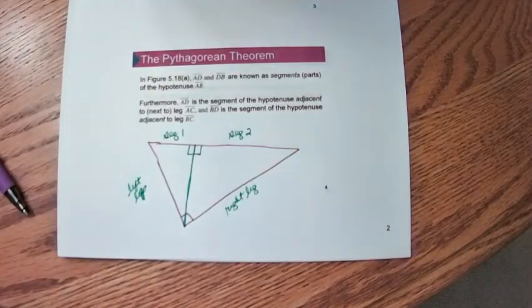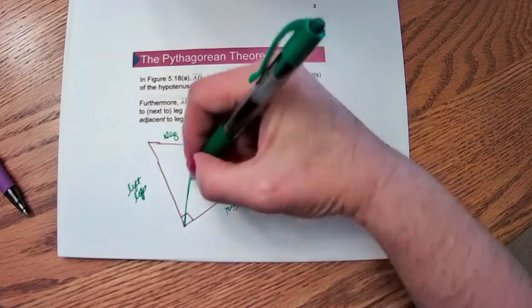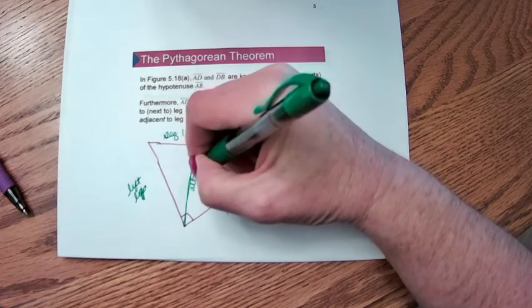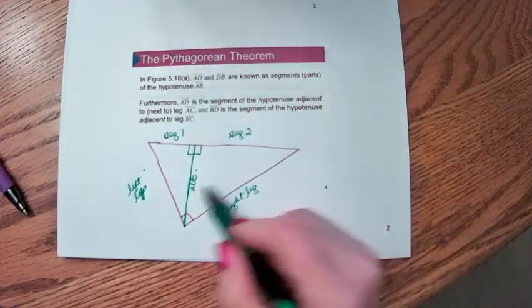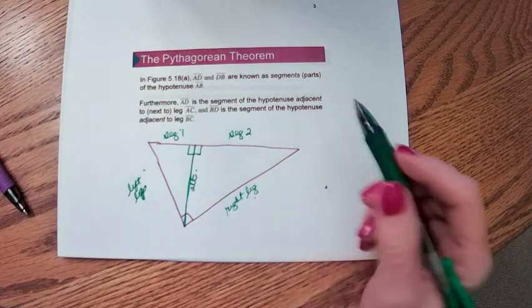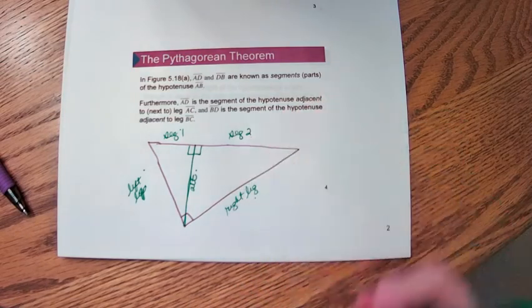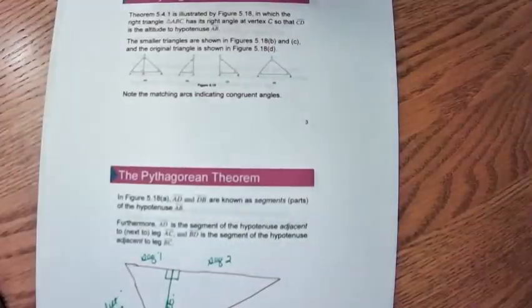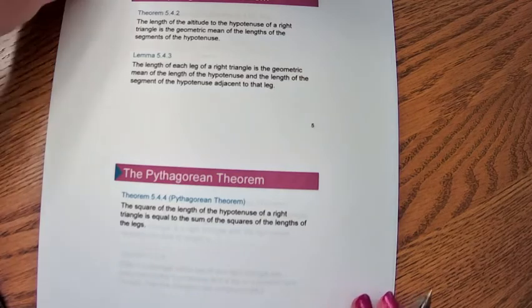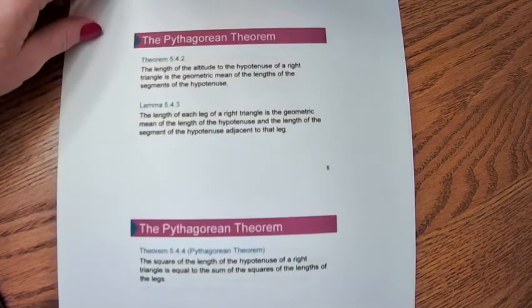We're going to be talking about some different theorems, and they can get kind of wordy. So we want to make sure we understand what's the altitude, what's a leg, and what's a segment. What's the altitude, what's a leg, and what's the adjacent segment, or what's the adjacent leg. That's the vocabulary we're going to be using for these next theorems.